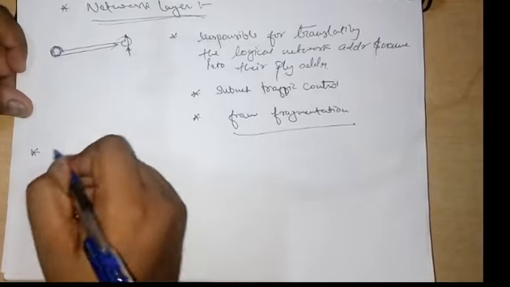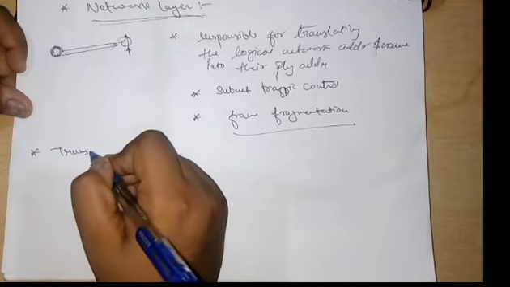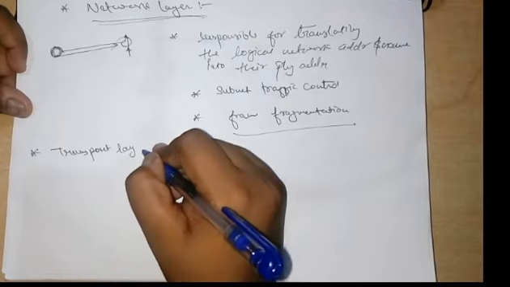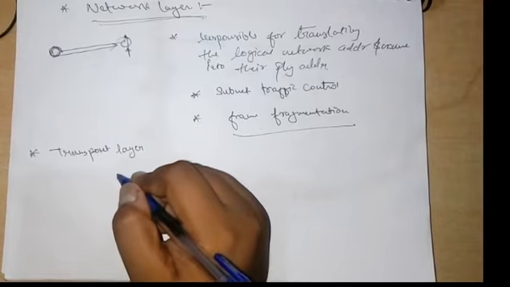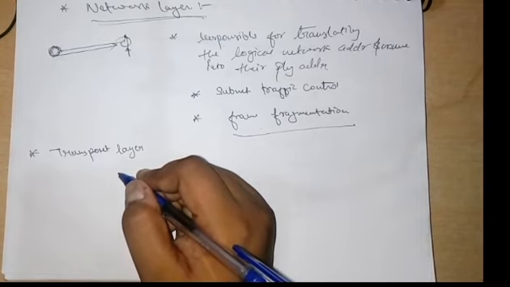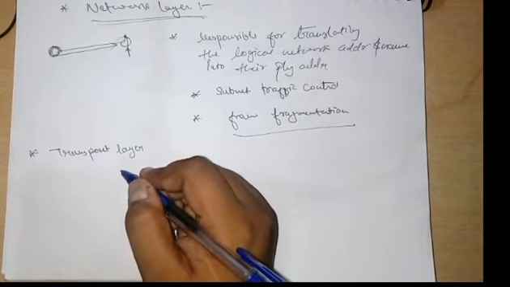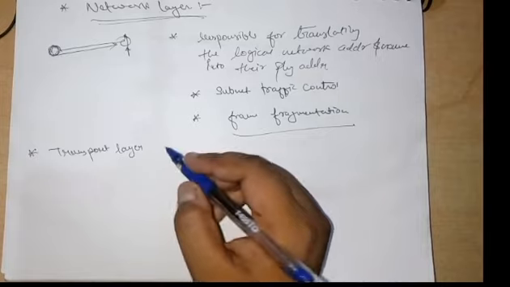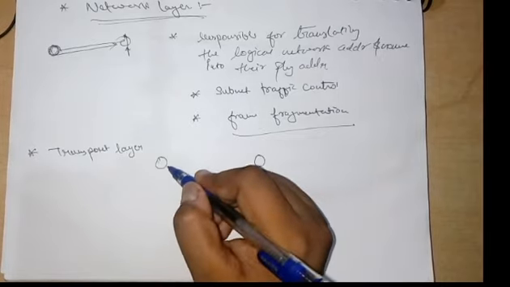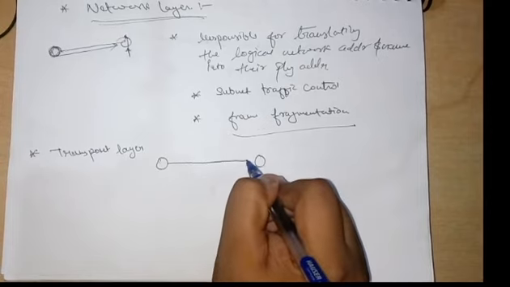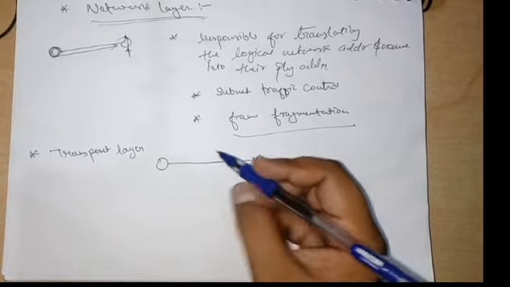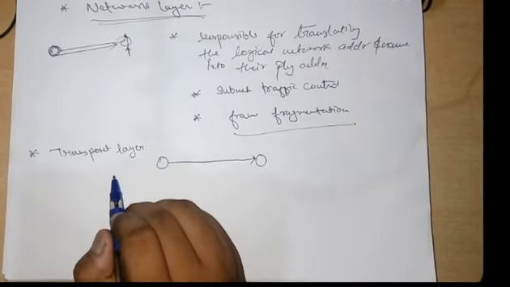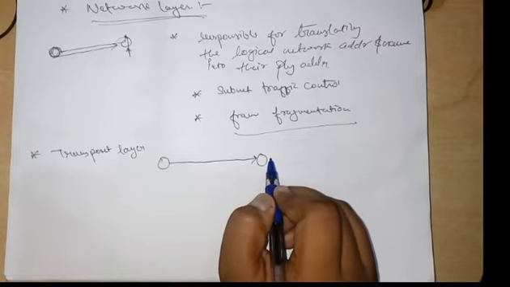Now comes the transport layer. The transport layer is responsible for end-to-end delivery of messages between network hosts. That means it is the transport layer's duty to send the data to this system. So the transport layer is responsible for end-to-end delivery of the message.